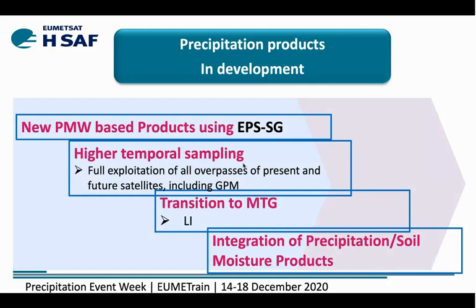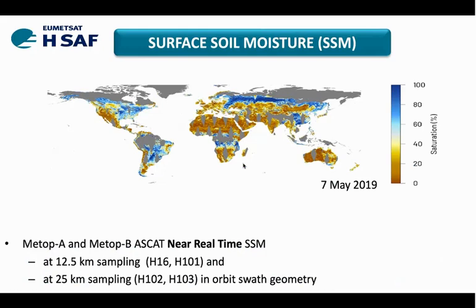We will also transition to MTG, Meteosat Third Generation. In particular, the product will use the Lightning Imager. And as I showed before, there will be an integration of precipitation and soil moisture products in order to use all the data available, which right now we know are correlated with the cumulative precipitation for hydrological purposes.